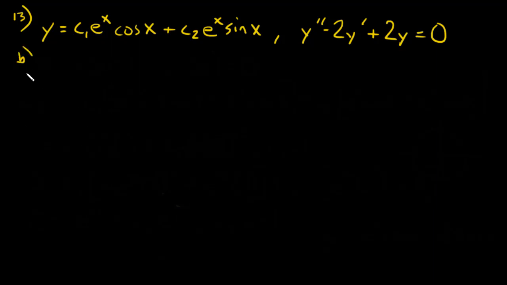So part B, we had y at 0 is equal to 1, and y at pi is equal to negative 1.